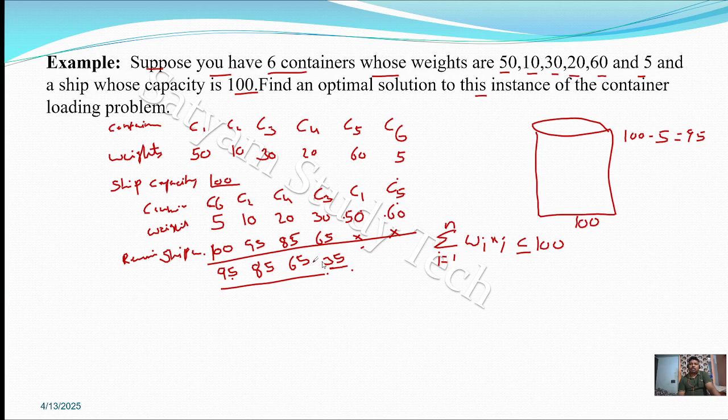If you satisfy this constraint, then here you can load C6, C2, C4 and C3. That is why the weights are arranged in ascending order. These are the container weights loaded into the ship.